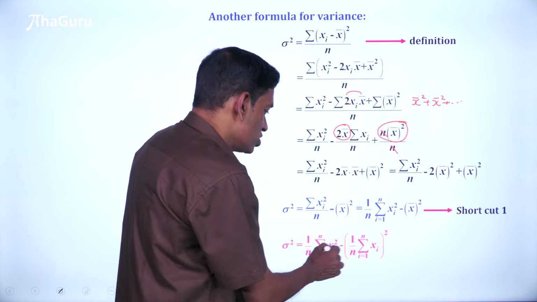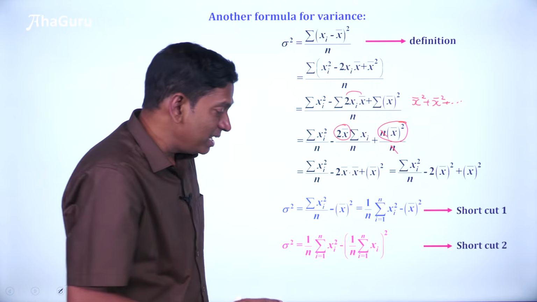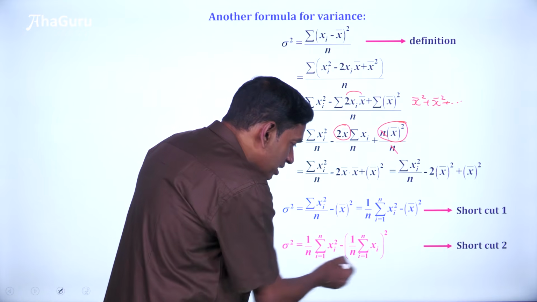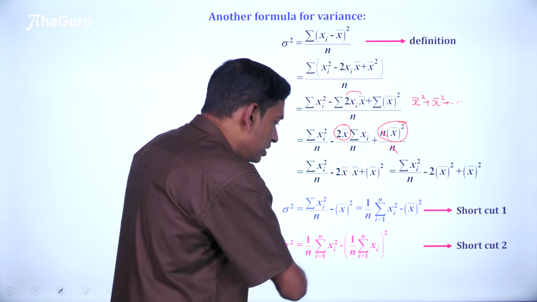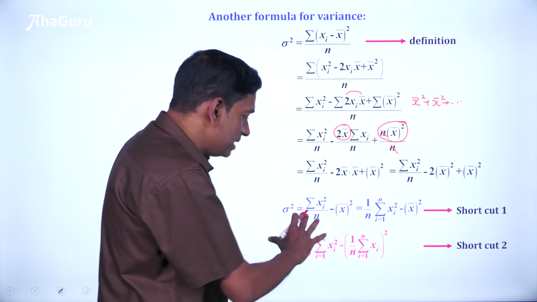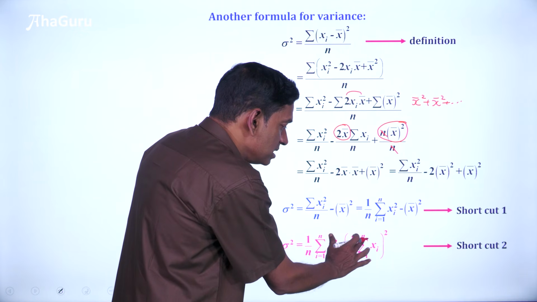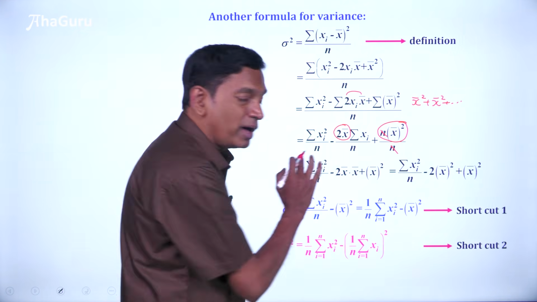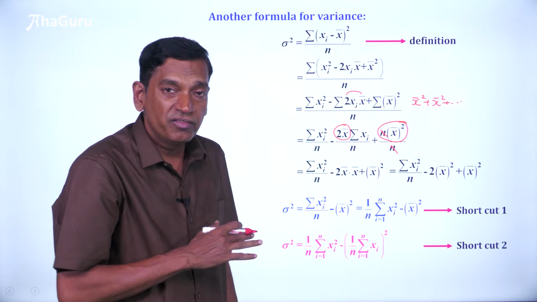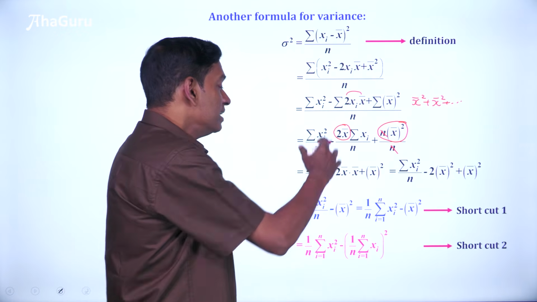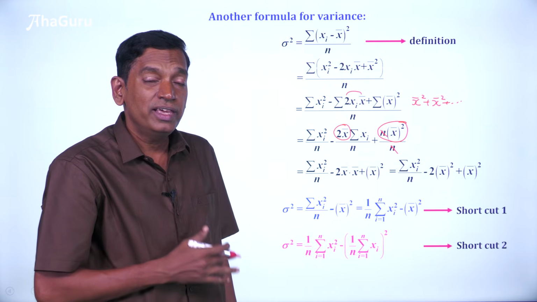Now shortcut 2 looks more complicated. The only reason we write this is that shortcut 2 does not use any x bar at all. It is all only about the xi's, and it has a nice symmetric kind of look. Summation of xi square by n minus summation xi by n the whole square. So it is a very easy way to sort of remember the variance formula also, and these two tricks are going to be very useful when solving problems.